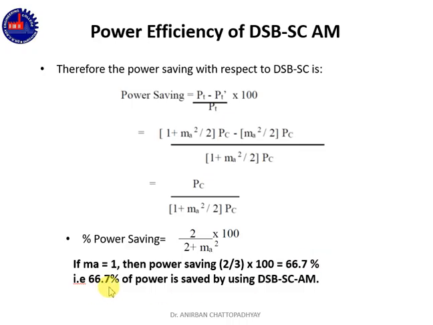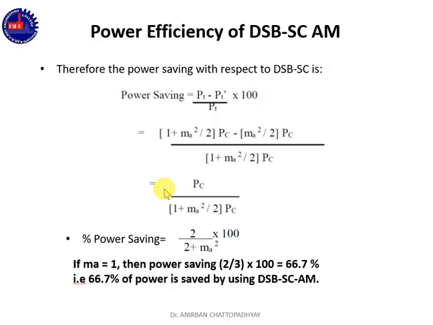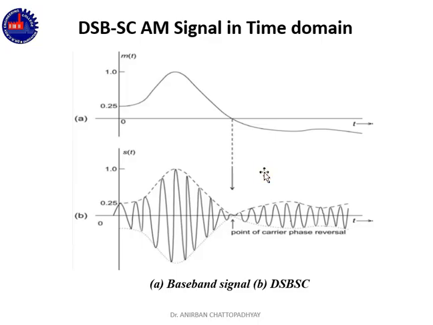66.7%. So therefore the power requirement, or you can say the power efficiency of DSBSC signal, is 66.7%. Okay, so in this manner we can determine the total power of DSBSC signal, as well as the power efficiency of DSBSC AM signal.